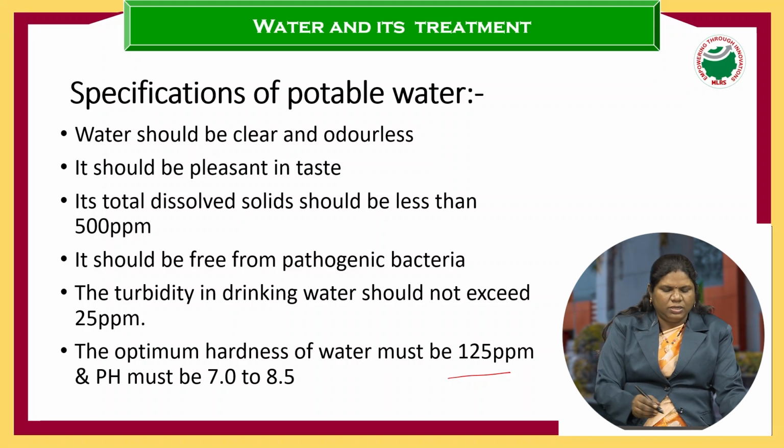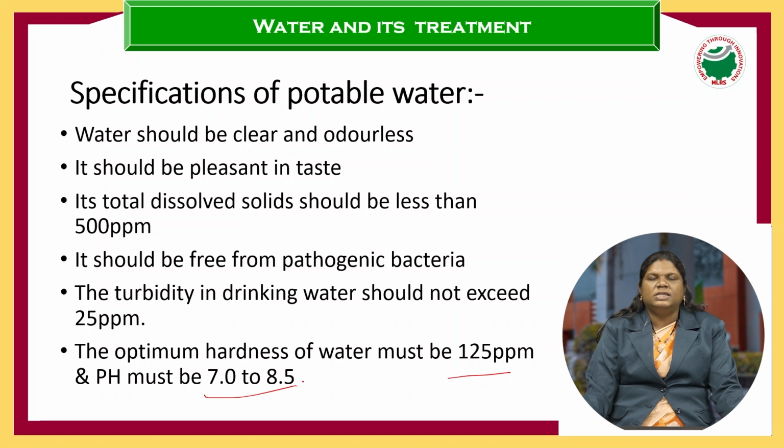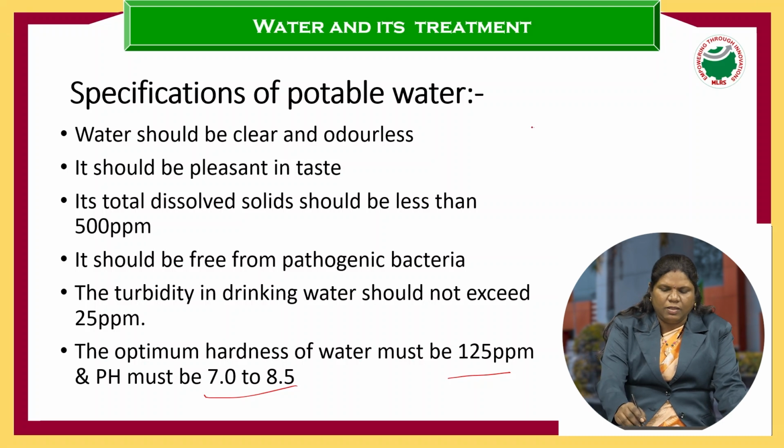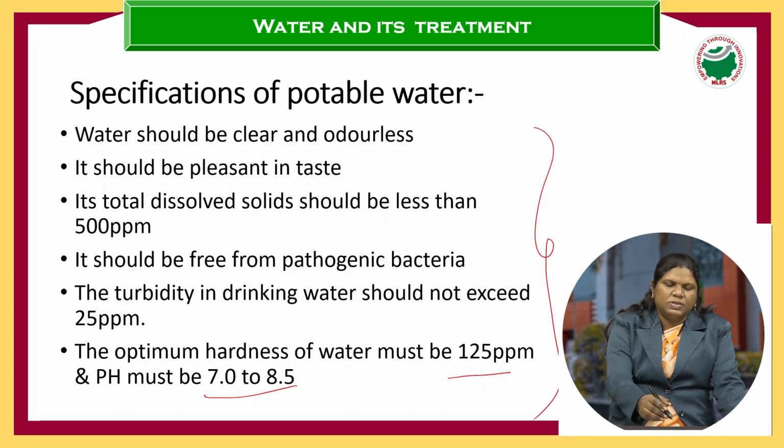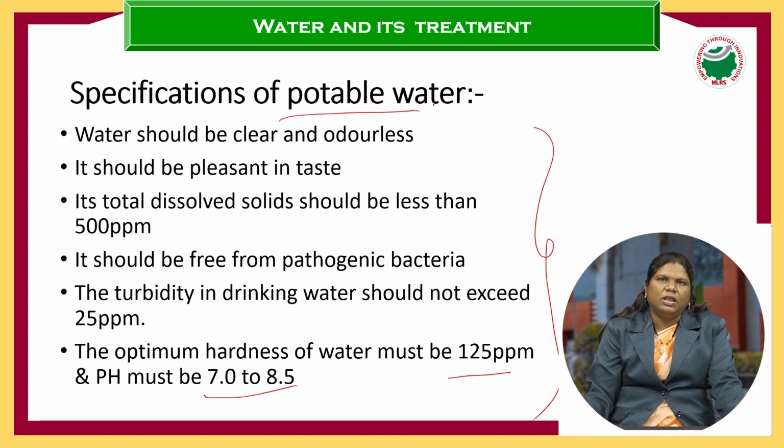And the pH, you know, the pH of the drinking water should be 7 to 8.5. Means from neutral to slightly basic. The pH should be from neutral to slightly basic. These are some specifications of the potable water. Means the water which is used for drinking purpose is called the potable water. These are some of the specifications we have to check before consuming the water.